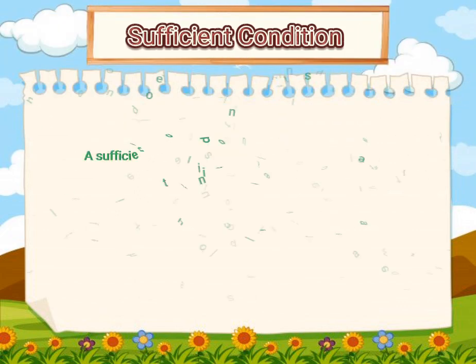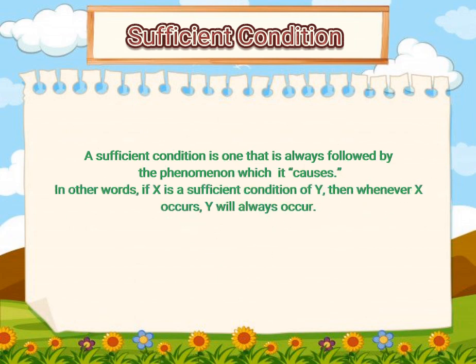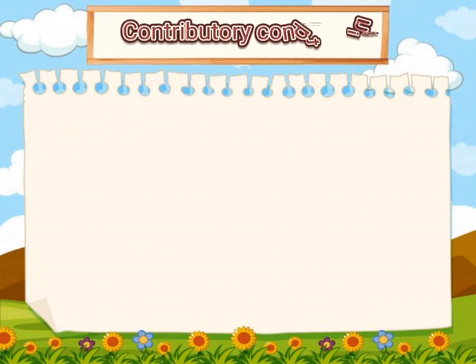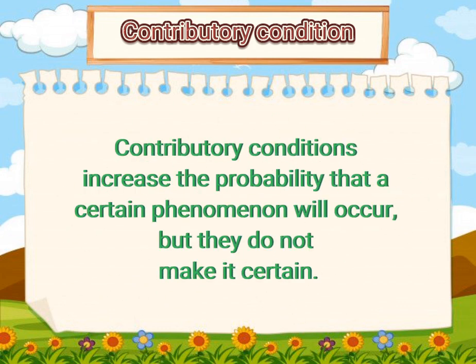Sufficient condition. A sufficient condition is one that is always followed by the phenomenon which it causes. In other words, if X is a sufficient condition of Y, then whenever X occurs, Y will always occur. Contributory condition. One type of condition that can be considered, in addition to necessary and sufficient conditions, is the contributory condition. Contributory conditions increase the probability that a certain phenomenon will occur, but they do not make it certain.